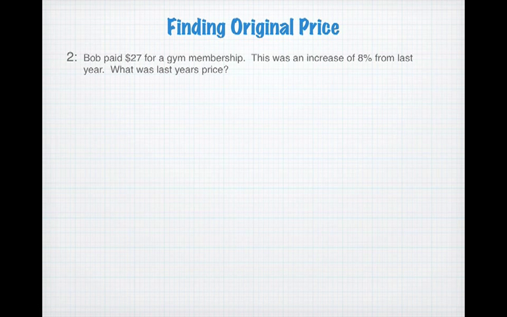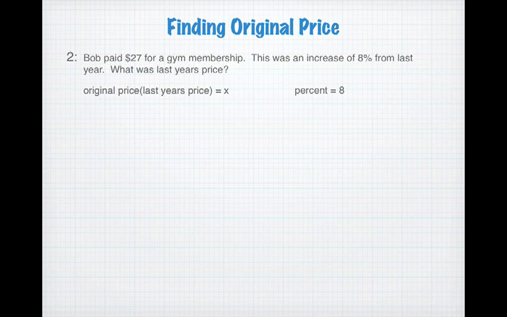In our next problem, we're going to find the original price. We know that Bob pays $27 for a gym membership. This was an increase of 8% from last year. And what we want to find out is last year's price. Last year's price is represented by the original price. And since that's what we're trying to find out, we're going to assign that with the variable x. We know that there's an 8% increase.